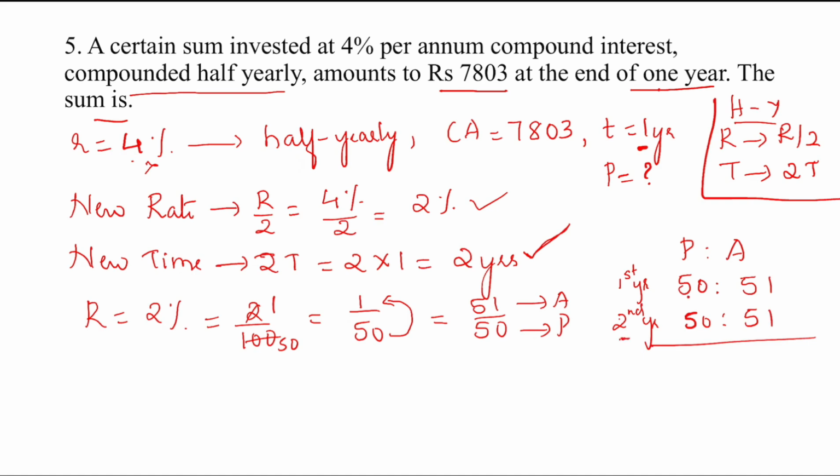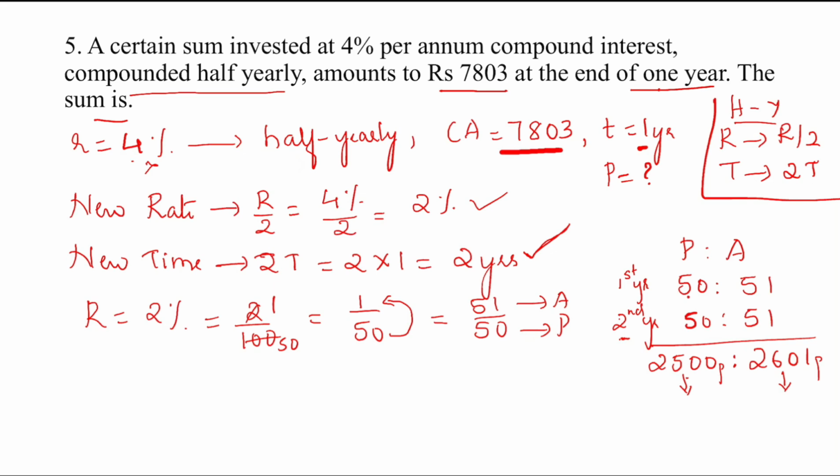So 5 5s is 25. So it is 2500 to 2601, since 51 squared is 2601. Okay. So if this is principal and this is amount, now 2500 parts is principal and 2601 parts is amount. But in terms of ratio, the money we know, it is 7803.